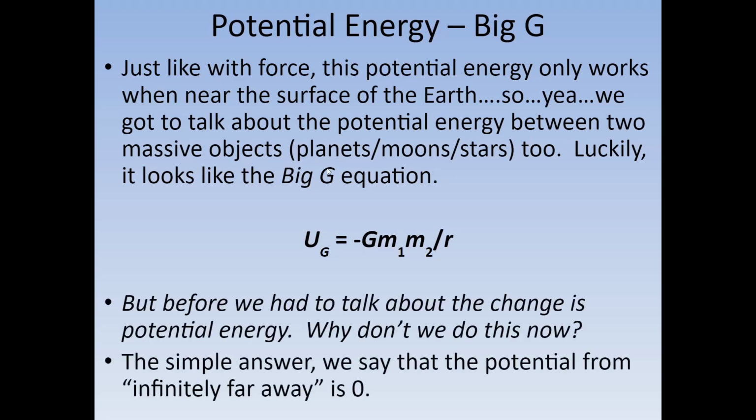Now, one other thing that you might notice is that the delta was dropped. I didn't drop it because I'm being lazy. It's actually because the other change is being set equal to zero when the object is infinitely far away. So when it's infinitely far away, the potential is zero. So we can actually just get rid of the delta again. We don't have to specify that.